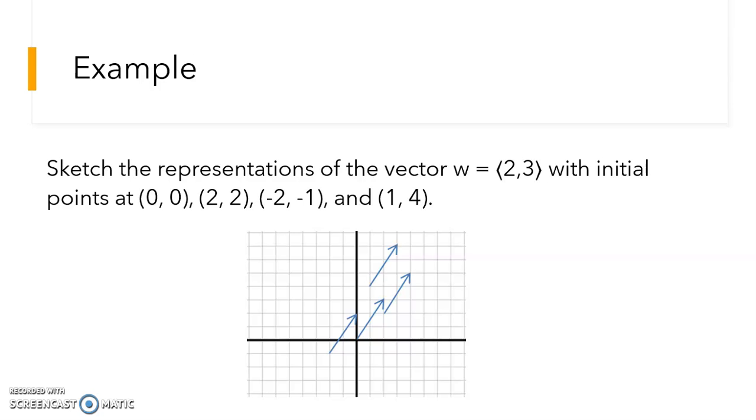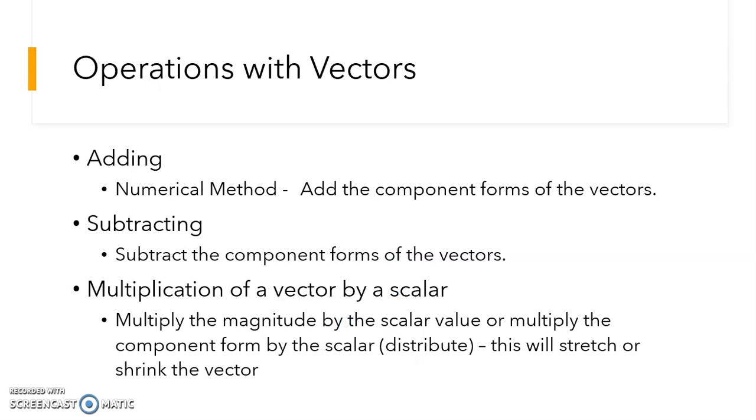We're done talking about component form, but now we're going to talk about operations with vectors. Okay, there are 3 operations that we talk about initially. The first one is adding, and I like to use what we call the numerical method, where you simply add the component forms. You add the x components and you add the y components, and if you're working in 3 dimensions, you would add the z components. Okay, so you simply add them. Subtracting would work the same exact way. You simply subtract the component forms of the vectors.